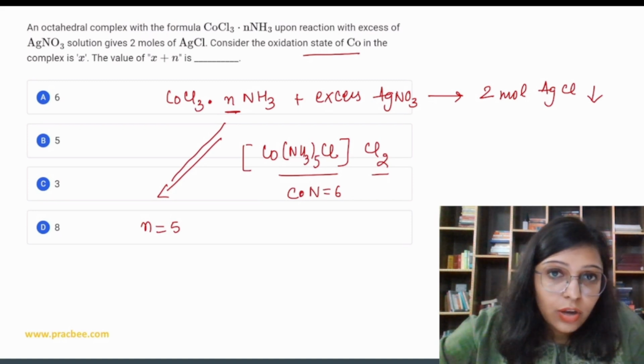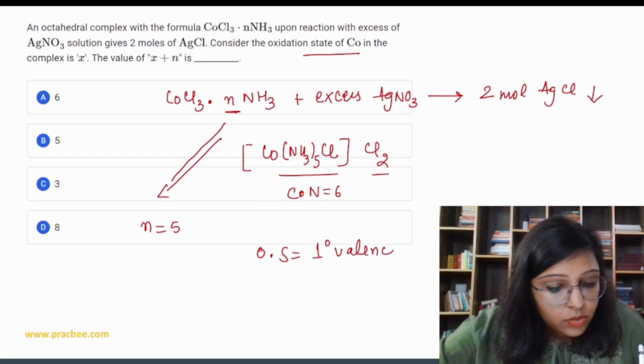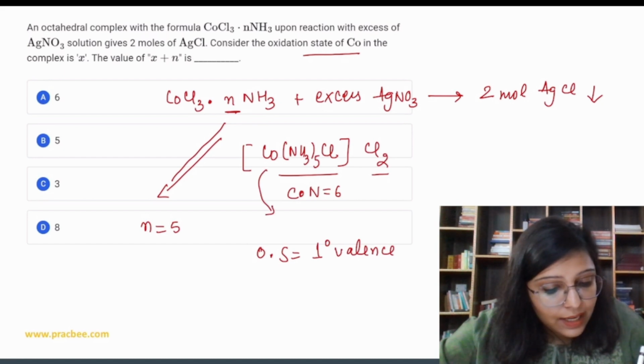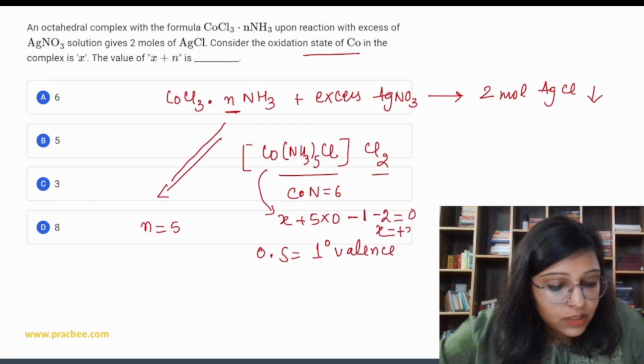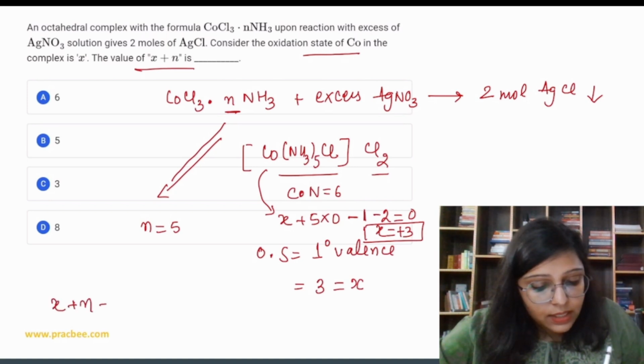Now how to find out the oxidation state? The oxidation state is equal to the primary valency, the 1st degree valency. Or we can also find the oxidation state by the X method. So, cobalt, let's take X, then 5 into 0, minus 1, minus 2, it is 0. So the X value is equal to plus 3. Okay, so the oxidation state is 3 and it is X. We have to find out the value of X plus n. So, X plus n is equal to 5 plus 3, which is equal to 8.